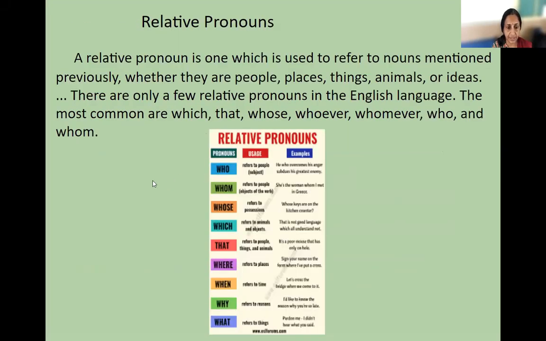Then we have relative pronouns. A relative pronoun is one which is used to refer to nouns mentioned previously, whether they are people, places, things, animals, or ideas. There are only a few relative pronouns in the English language. The most common ones are which, that, whose, whoever, whomever, who, and whom. So it is mainly used to show that you're talking about the noun that you have already spoken about.